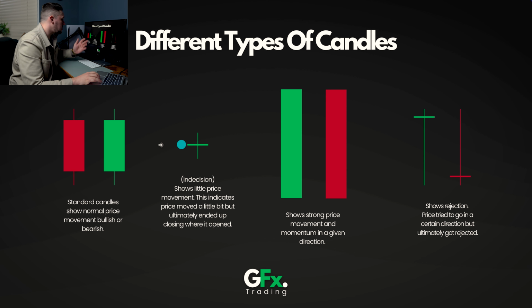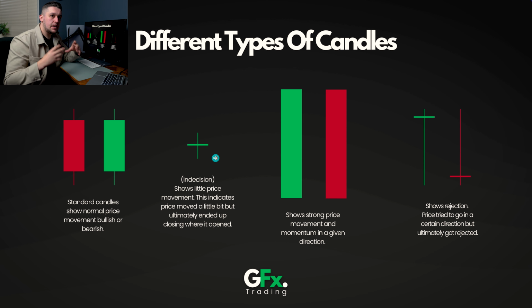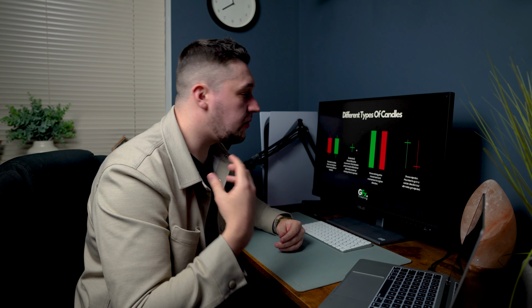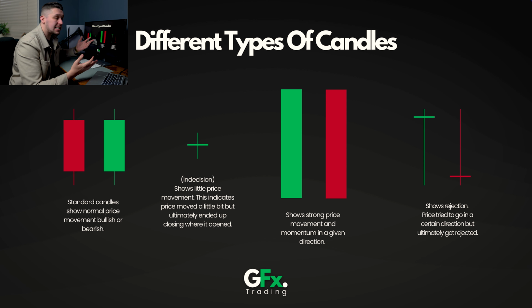So if we go back to the start where we mentioned price is a continuous negotiation between buyers and sellers. So if buyers are more aggressive, price goes up. If sellers are more aggressive, price goes down. And this candle shows us that there was really some indecision between who wanted to be more aggressive than who. So what we get from that is it shows very, very little price movement. And this candle here shows us that although price moved very, very little, price generally opened and closed at the same price. So that's what we call indecision.